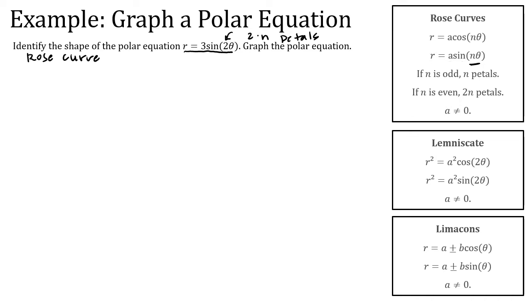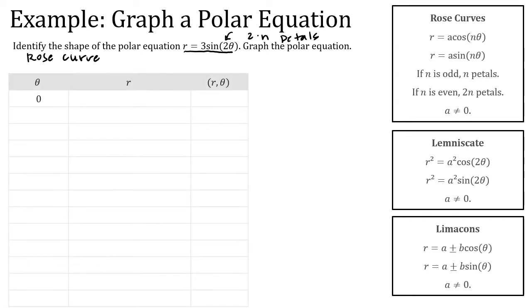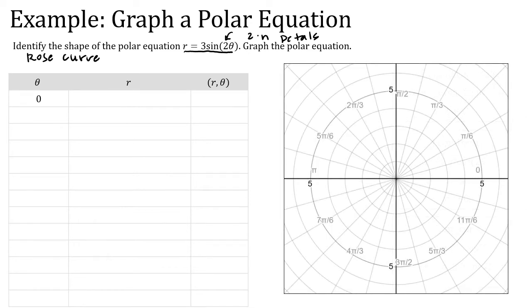All right, so let's now look at a graph. Let's see how we might graph this. So what we want to do to graph it is come up with a table of values, and then as we come up with that table of values, we will plot those points. All right, so I've created a little polar graph here for us. Hopefully that helps. So let's just start with 0, and we're in radians.